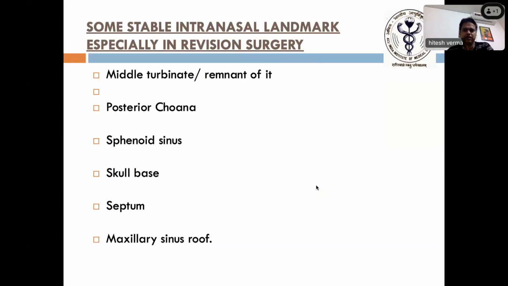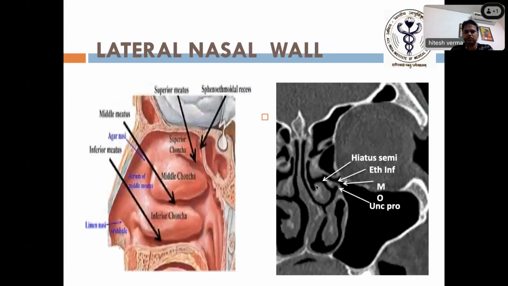So some stable landmarks which we use, especially in the case of revision surgery or even in primary surgery, are the middle turbinate and its remnant, posterior choana, sphenoid sinus, skull base, septum, and maxillary sinus roof. These are the stable landmarks which we use during the surgery.